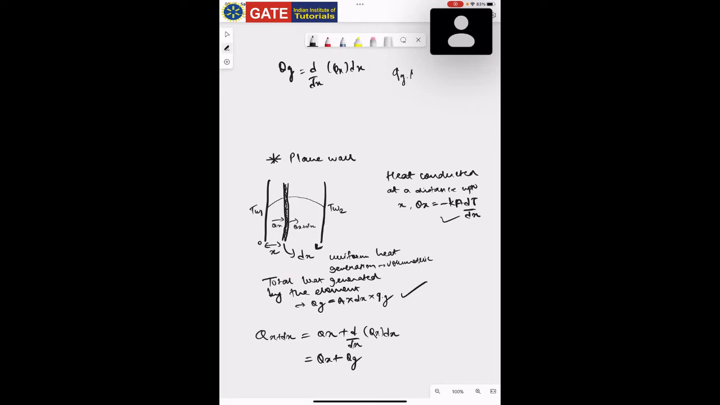Qg A dx is equal to d by dx of minus kA dT by dx into dx, which will turn out to be minus kA d square T by dx square into dx. And when we rearrange it, it will come out to be d square T by dx square plus Qg by k equal to zero.